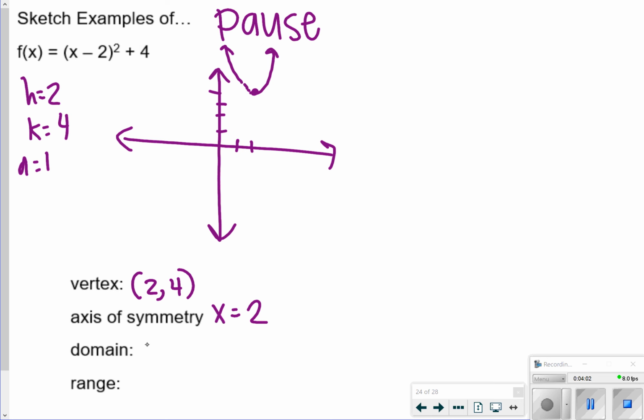My domain is going to be all real numbers. And then the range can be 4 or greater. So we're going to say y is greater than or equal to 4 for that one. Okay?